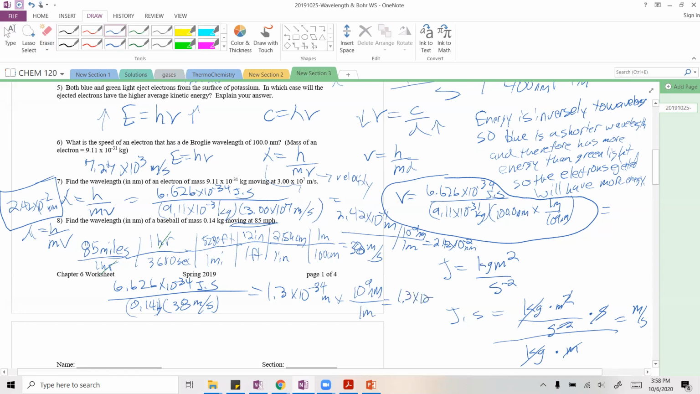(1.3 times 10 to the 25 nanometers). And now you can see why when you throw a ball, it doesn't seem to act like a wave. It doesn't seem to fluctuate much because its wavelength is so very, very small. We can't see it. And that's because of how fast it's moving and also the size, its kilograms.